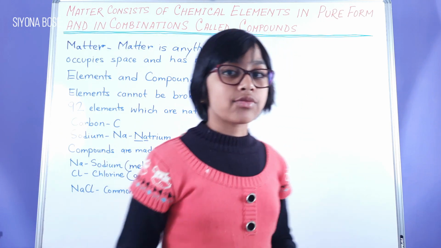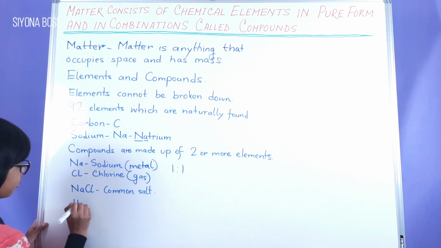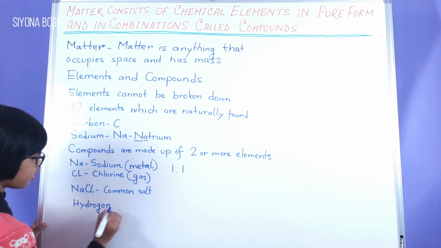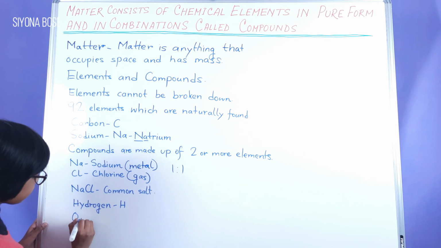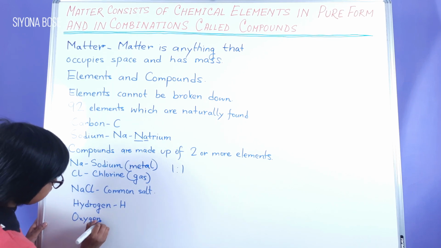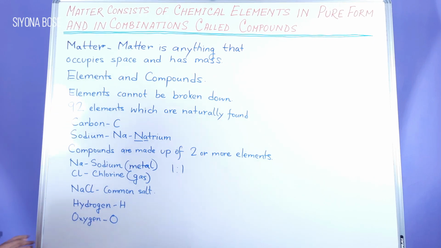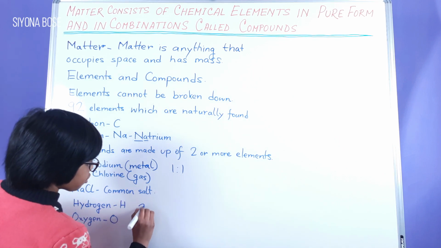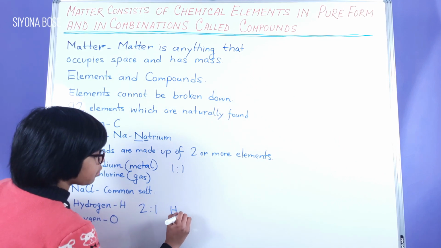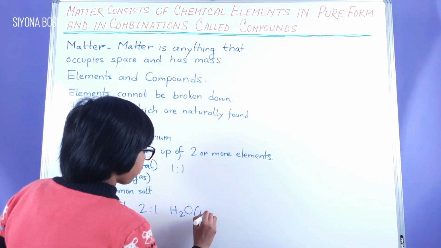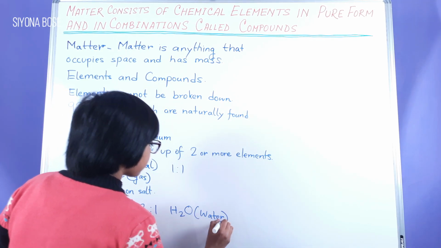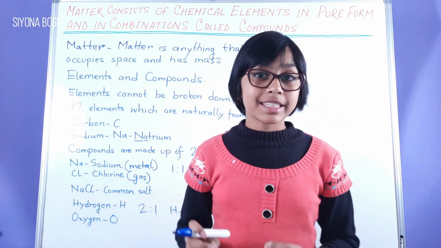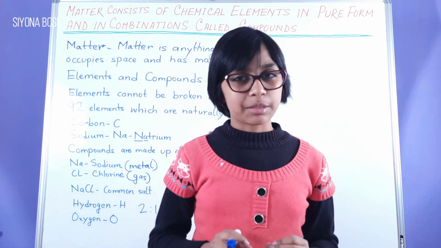Similarly, H2O is formed from hydrogen and oxygen. Here also both are gases, but they form a liquid. It's in the 2-to-1 ratio, hence H2O, that is water. This was all about elements and compounds. We will move on to elements of life, but first you may take a look at the board.